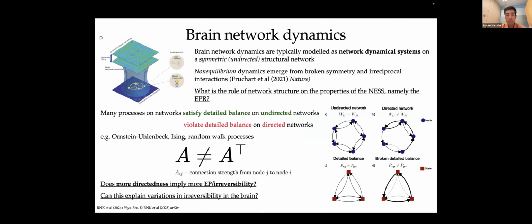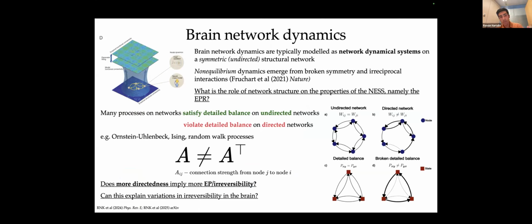But we were very interested in how this relates to brain network structure. So brain network dynamics are traditionally modeled as network dynamical systems on a symmetric undirected network. This is because of the way that we extract these networks from data or from imaging in the brain. But non-equilibrium dynamics emerge from broken symmetry and irreciprocal interactions. This is well known in condensed matter theory. And so what I was curious about was, what is the role of network structure on the properties of this non-equilibrium steady state and on the entropy production rate?